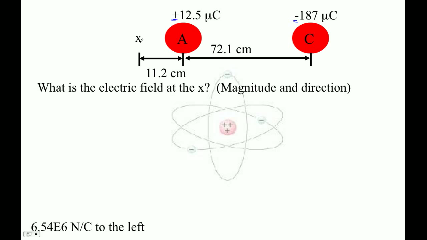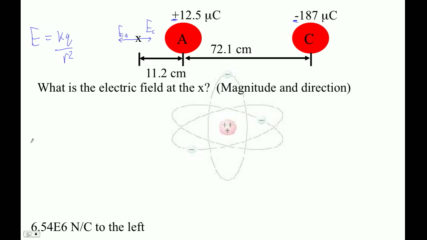Since these are in a straight line, the fields are going to either add up or subtract, and the magnitude we get using KQ over R squared. Now, let's just look at this. The electric field from A is going to be away from A, because a positive test charge would be repelled by this positive charge. So E of A is going to be that way. And C is a negative charge, so the electric field due to C will be toward C, okay?